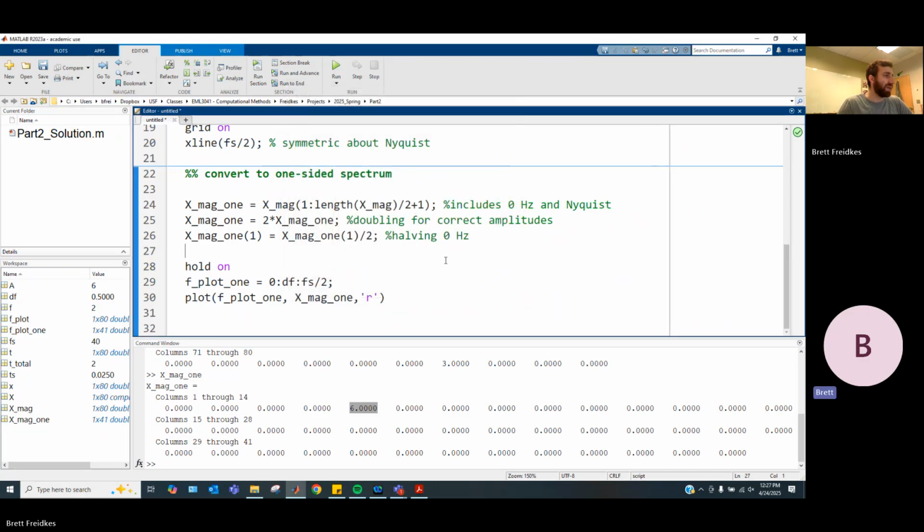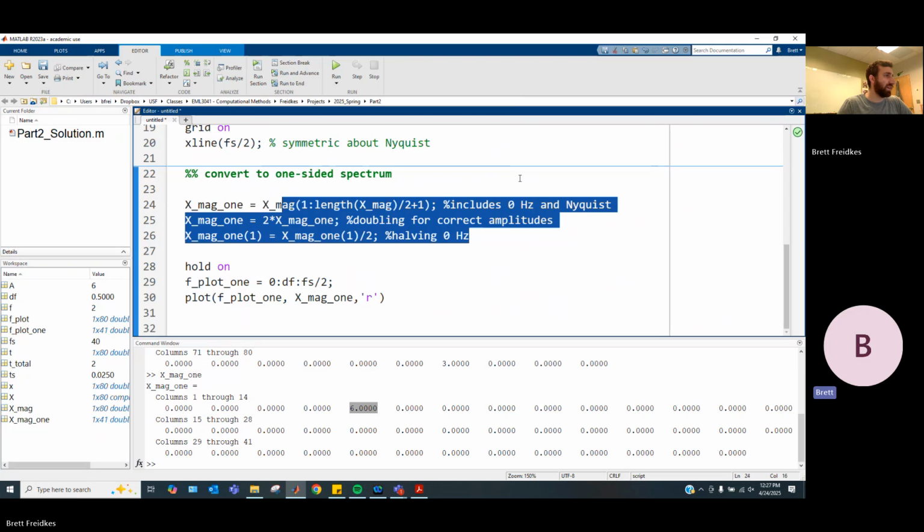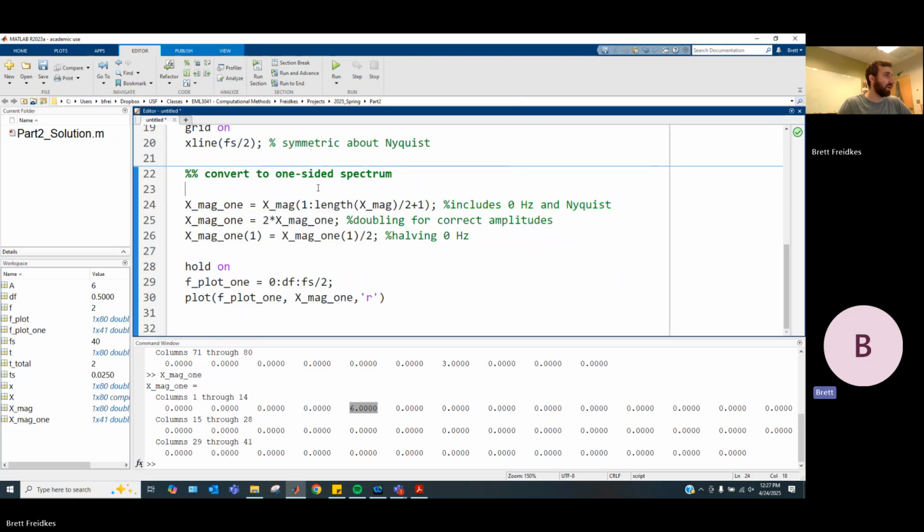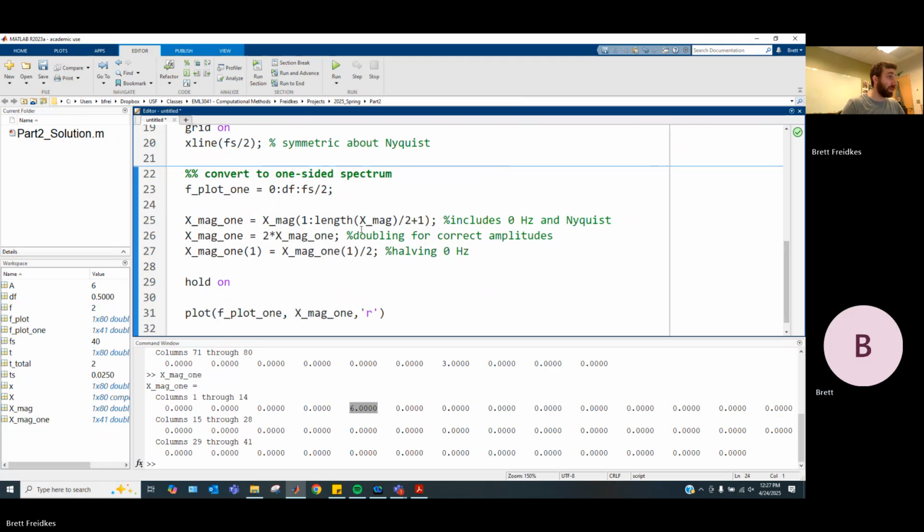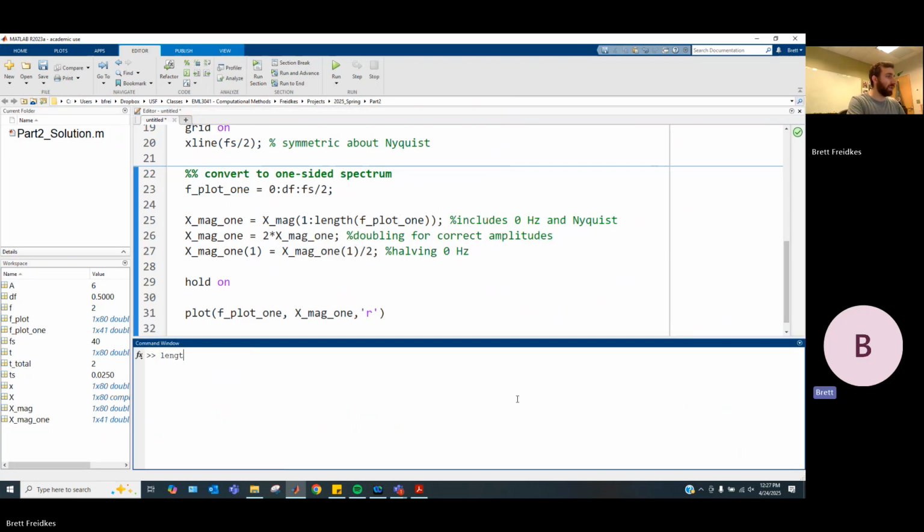An easier way of doing this, I think, is instead of dealing with this, because this gets a little bit complicated, let's go ahead and define our F-plot1 first. And what I'll do is go from 1 to the length of F-plot1. That's probably a lot easier, considering that the length of F-plot1 is 41. So now we're going from 1 to 41 if you're going to include the Nyquist frequency.